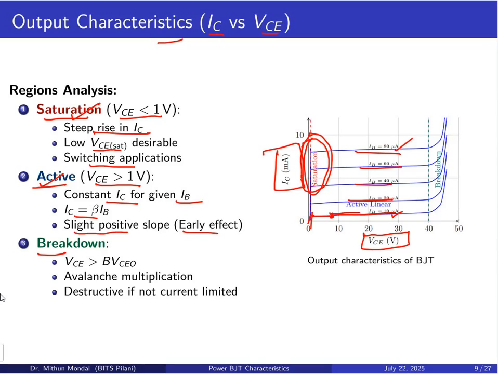So if you see, this is although linear, you have a certain slope here due to the Early effect. The breakdown voltage or breakdown region, which you will get only when the collector to emitter voltage exceeds the breakdown value, which in this case is shown as 40 volts. This will lead to avalanche multiplication, which is the avalanche breakdown, and there will be destruction if the current is not limited up to a certain limit.